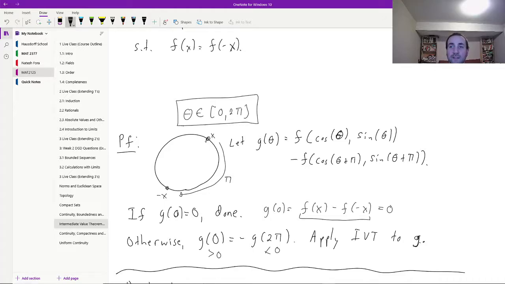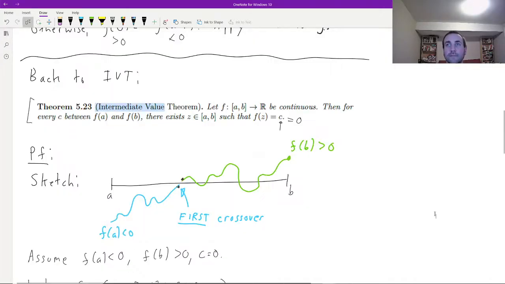And so by the intermediate value theorem, there exists some value of theta between 0 and 2 pi so that g of theta is equal to 0. And of course, as soon as we have that, angle theta is exactly the place where we find our pair x and minus x. Okay, so that's sort of a cute application of the IVT to get a result that at least I think is not terrible.